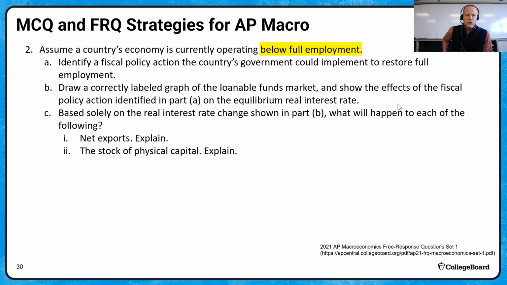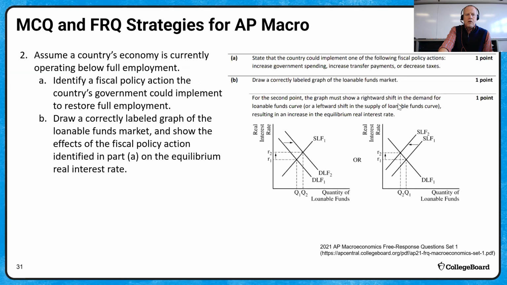All right, I'm going to assume you have done the work. Now we can look at the scoring guidelines, starting with part A. Identify a fiscal policy action the country's government could implement to restore full employment. So the question really is saying, and sometimes you just have to interpret, what would be the appropriate fiscal policy for a recessionary gap? Part A, state the country could implement one of the following fiscal policy actions: increase government spending, increase transfer payments, or decrease taxes.